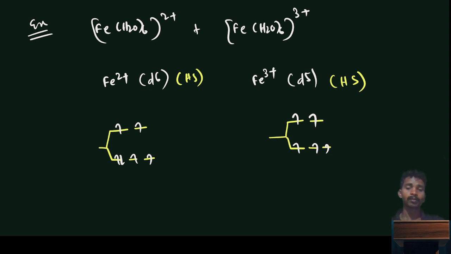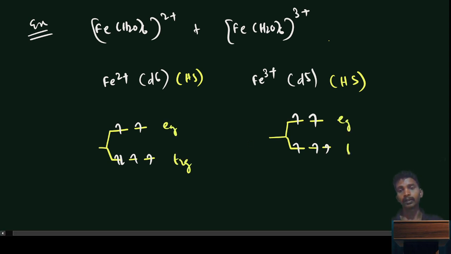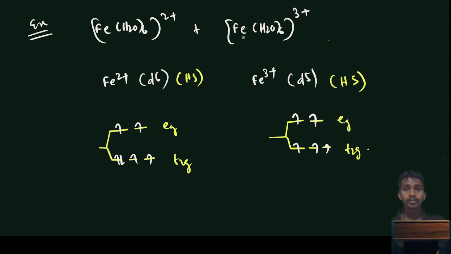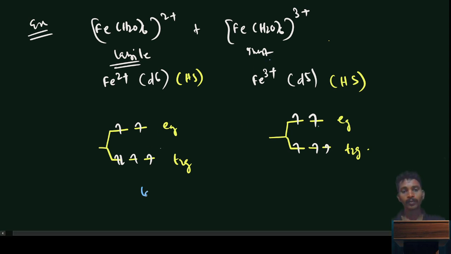Here we will not discuss the labile and inert concept. How will the electron transfer happen? First it will go to the excited state at a comparable size, then the electron transfer will happen. So this is Eg, this is T2g, this is Eg, and this is T2g. Electron transfer always happens from labile to inert. Since this is +3, this is inert and this is labile. So from labile to inert, from here to here the transfer will happen.